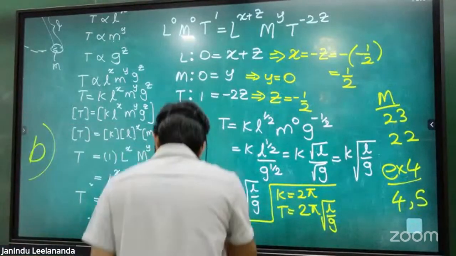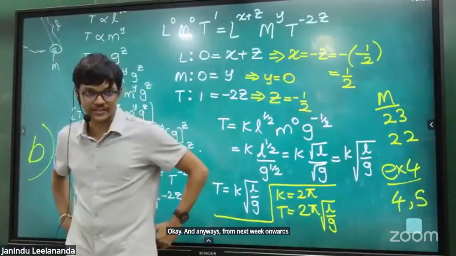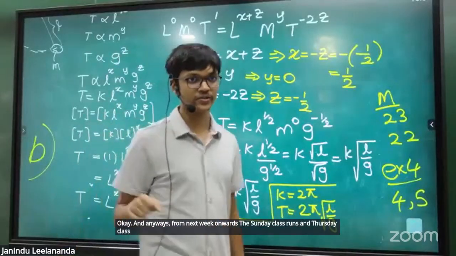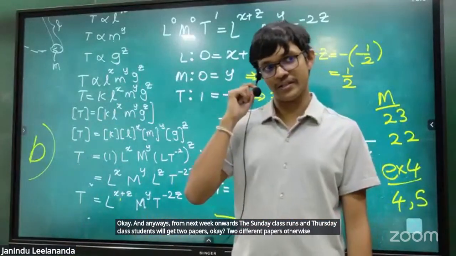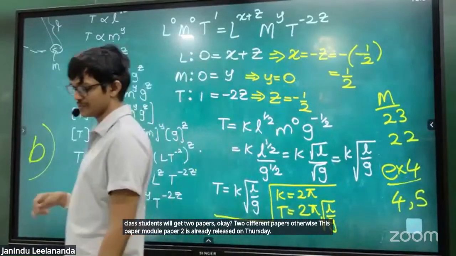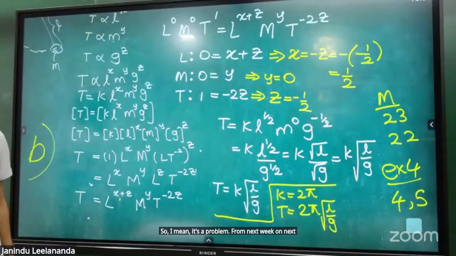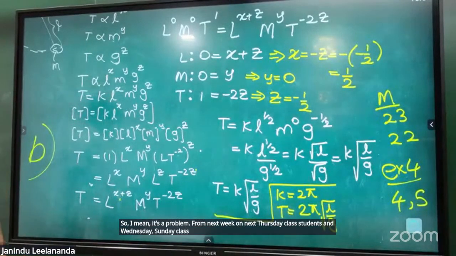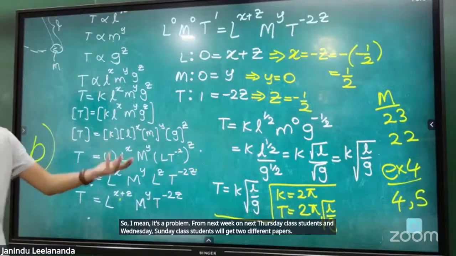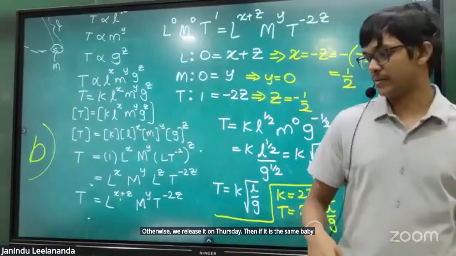Okay. And anyways, from next week onwards, the Sunday class students and Thursday class students will get two different papers. Otherwise, this paper, model paper 2, is already released on Thursday. So, I mean, it's a problem. Otherwise, we release it on Thursday. Then, if it is the same paper, you can always see the paper before the class.